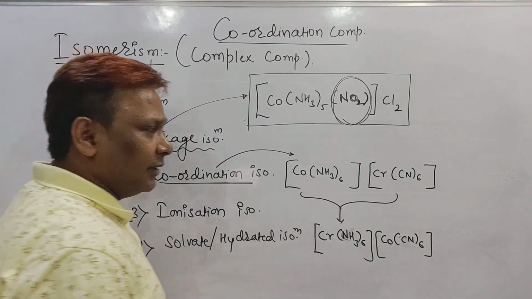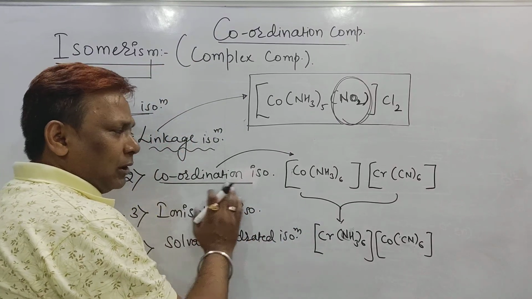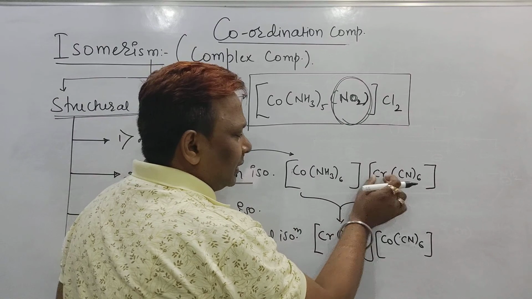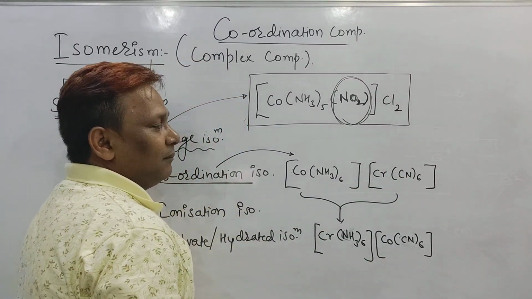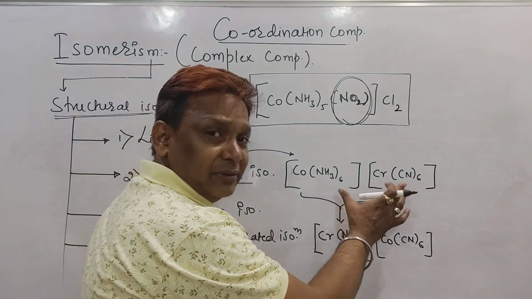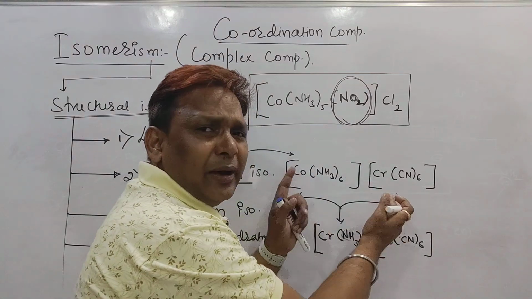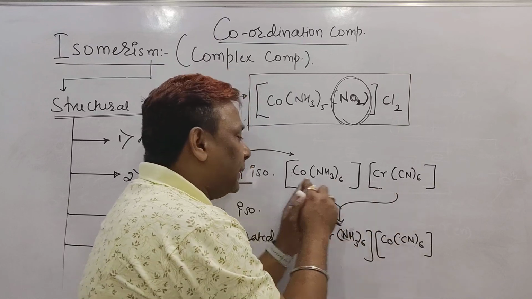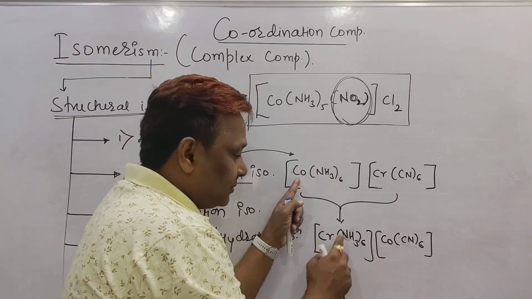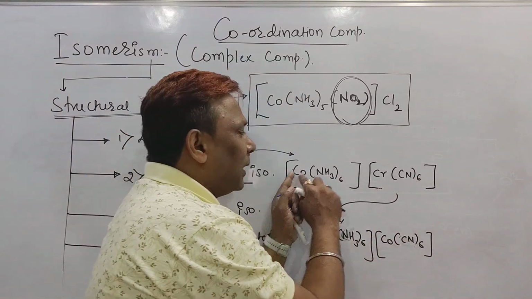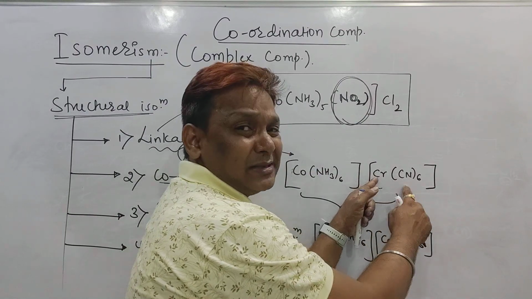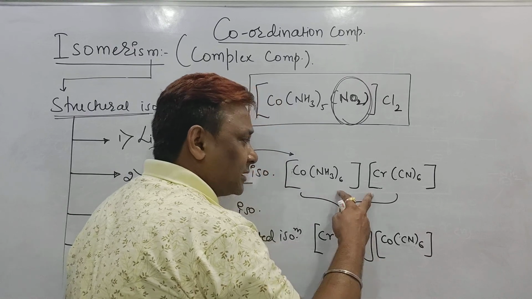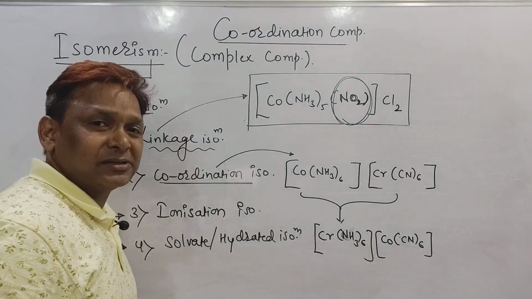Metal differently, ligand differently. To identify coordination isomerism, we should have 2 complexes, 2 different metals, 2 different ligands. But what is the coordination isomerism of these complexes? Only you exchange the metal atom. What is the metal we are having? Chromium. Keep it here: chromium, ammonia 6 times. Cobalt goes here: cobalt, cyanide 6 times. So these are the complexes that can show coordination isomerism.